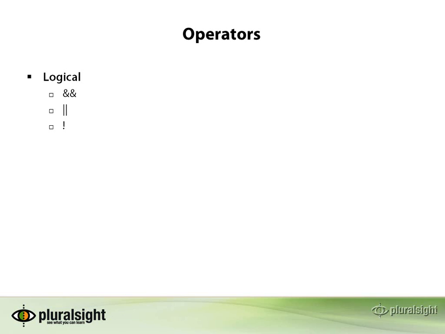So if you had a variable that's equal to true, put the or in between, and you had another variable that's equal to false, the result is going to be true. The only way an or is not going to be true is if both sides are false. And then the not just reverses whatever the value is of a variable. If you had a variable that was equal to true and you put a not in front of it, it would now be equal to false.